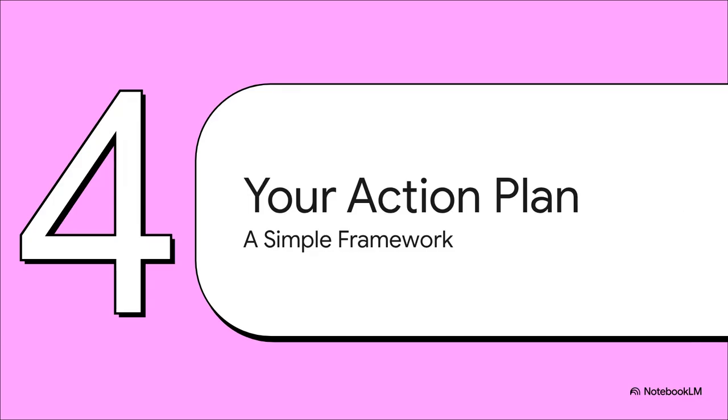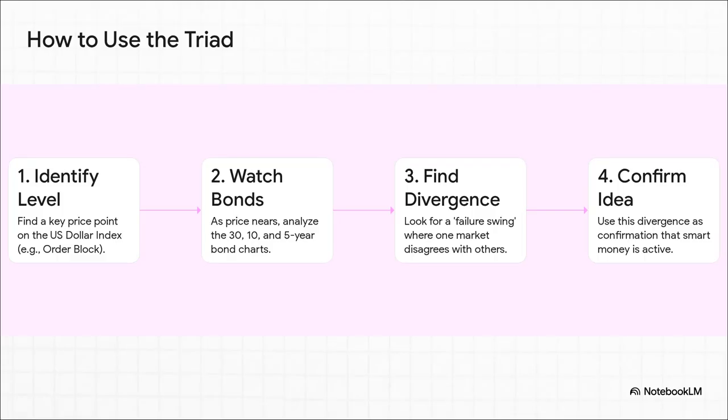So this is obviously a really powerful tool, but how can you actually start applying it to your own analysis? Let's break everything we've talked about down into a simple framework you can start using today. It's really just a 4-step process. Step 1, do your homework on the dollar index chart and identify a key institutional level. An order block, a liquidity pool, you know the drill.